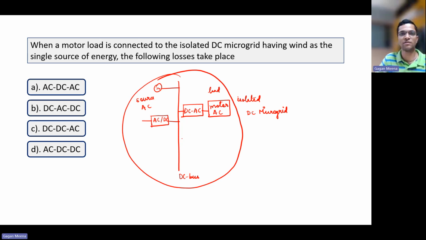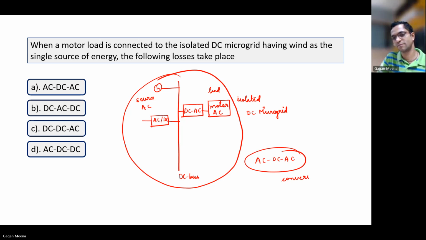What is the loss? Conversion loss here. Conversion loss is happening in the AC, DC, AC conversion stage. It is opposite to the earlier one. The previous one was DC, AC, DC, and this is AC, DC, AC.